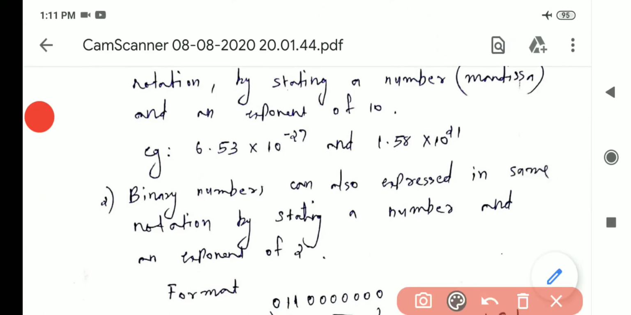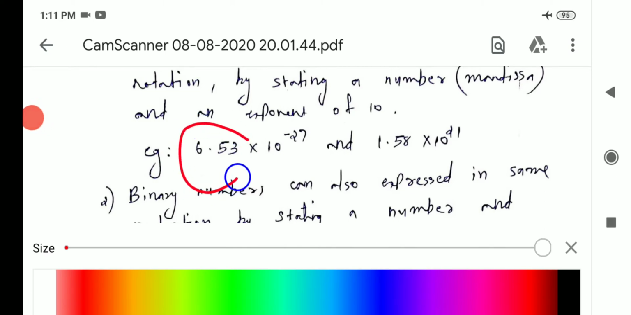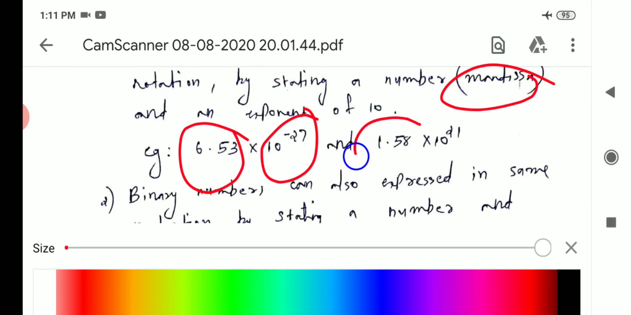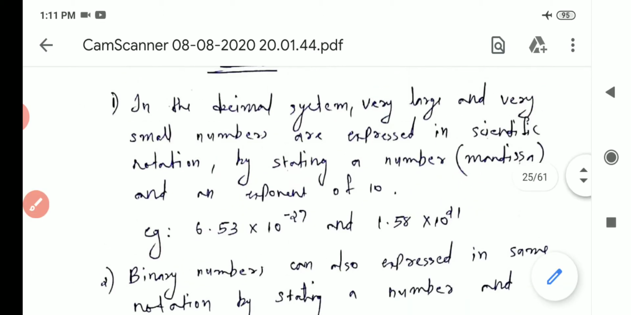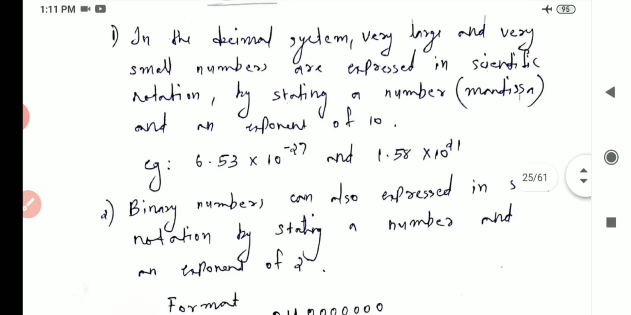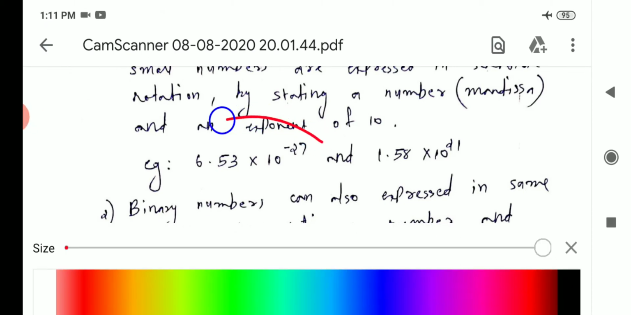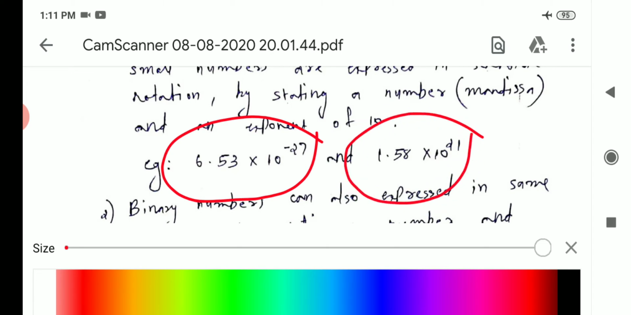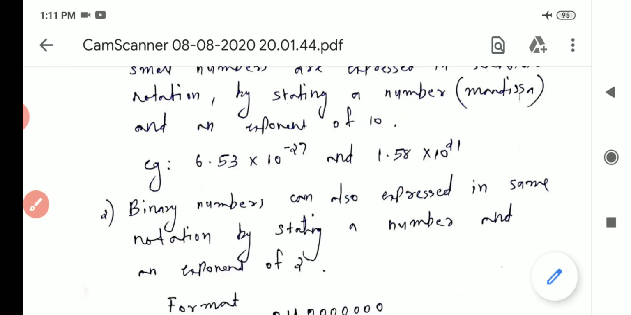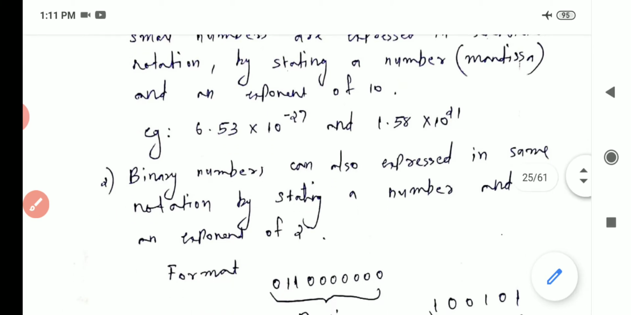This is called the mantissa, and this is called the exponent. Another example: 1.58 is the mantissa, and 10 raised to 21 gives the exponent. So, very large and very small numbers are expressed in scientific notation. From this figure we can see that 6.53 times 10 raised to minus 27 is a very small number, and this is a very large number. So they are expressed in this mantissa and exponent form.